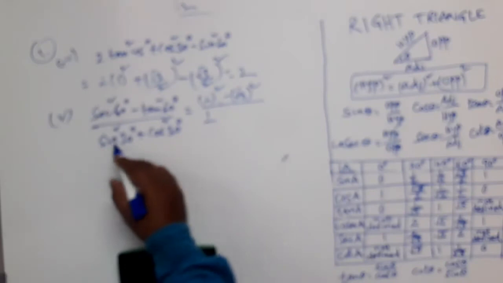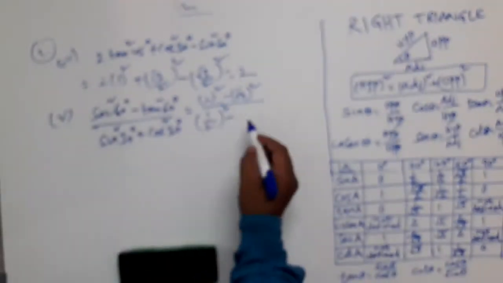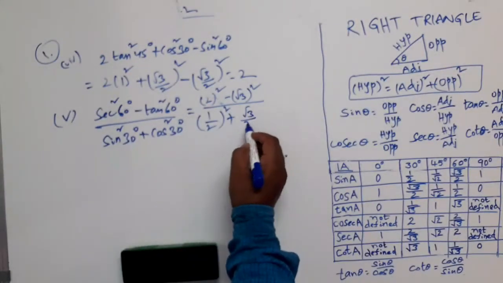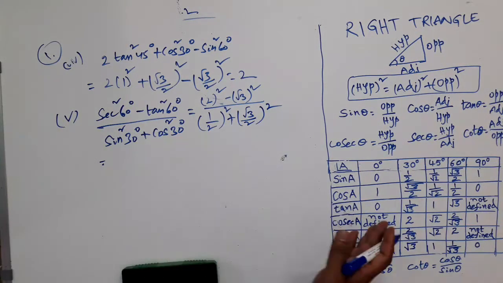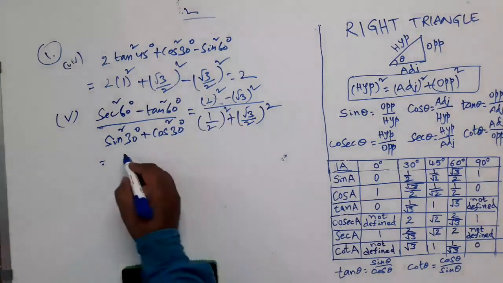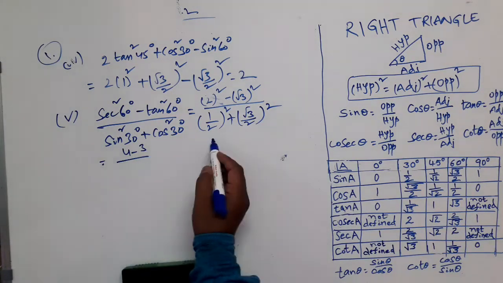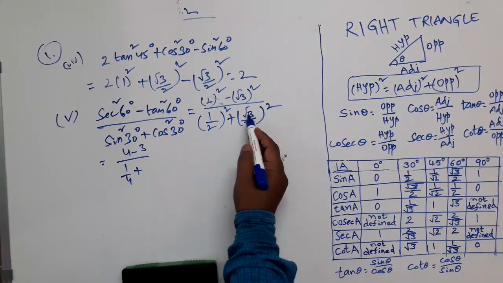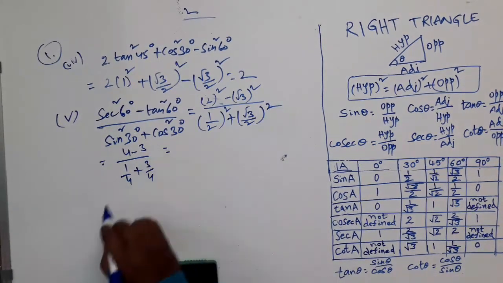Sin 30 degrees whole square, I remember that it is 1 by 2 whole square, plus cos 30 degrees, that is sin 60, root 3 by 2 whole square. If you don't remember the values, you can refer to the table and simplify. 2 square is 4, so 1 by 4, plus root 3 whole square is 3, by 2 square is 4, so this is 3 by 4.